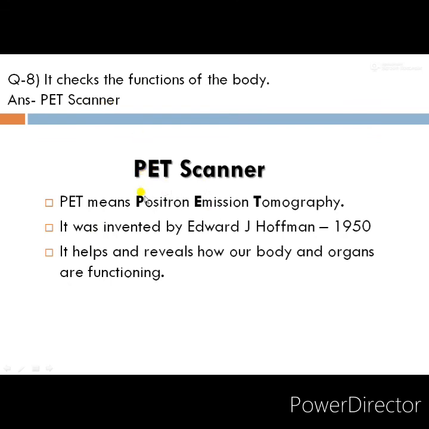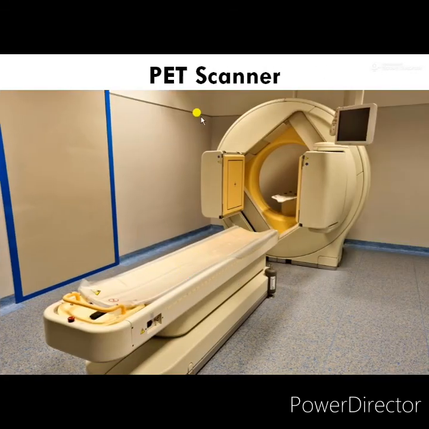PET means positron emission tomography. This is the full form of PET scanner. This was invented by Edward J. Hoffman in 1950. It helps reveal how our body and organs are functioning. Students, I will show the picture of the PET scanner also. All the scanners are somewhat in the same shape and working model. See, this is the PET scanner. This is also like the CT scanner and the MRI scanner.